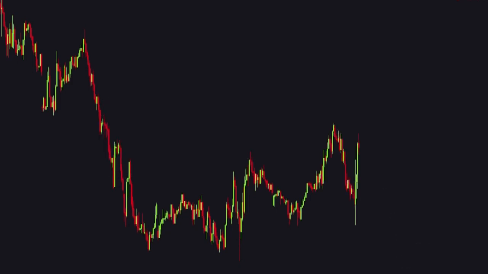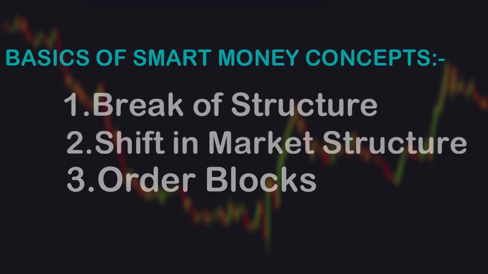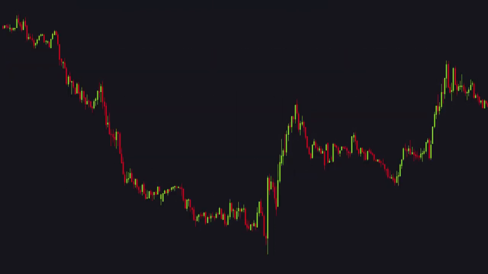Before we dive into the strategy, let us look at some of the basics of the smart money concepts. You need to know these concepts in order to understand this strategy. First, break of structure, second, shift in market structure, and third, order blocks. Let us learn these concepts with an example.